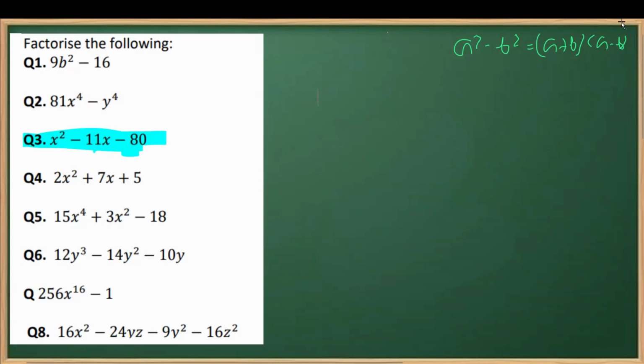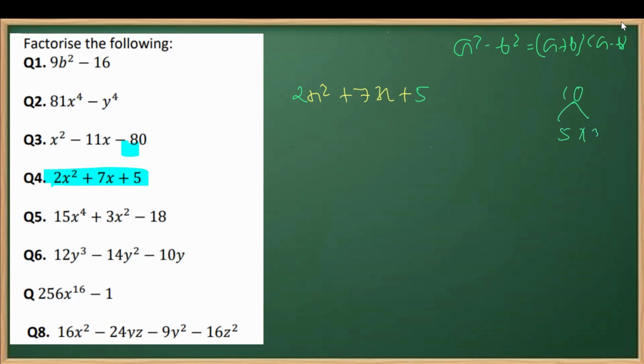Moving to the next question, say the fourth one over here. Now we need to observe, let's first write down the question. We have 2x square plus 7x plus 5. So here we are not going to get the factors from 5 alone. It should be the product of 5 into 2, that is 10. So from the factors of 10, we need 7. That's very easy. 5 into 2 is 10, and 5 plus 2 is 7.